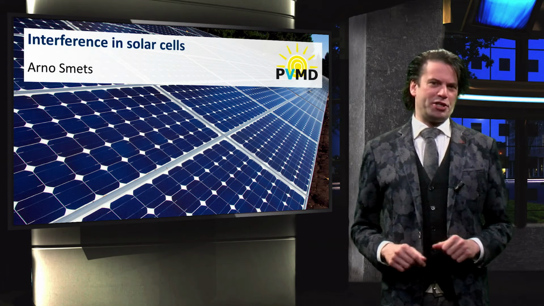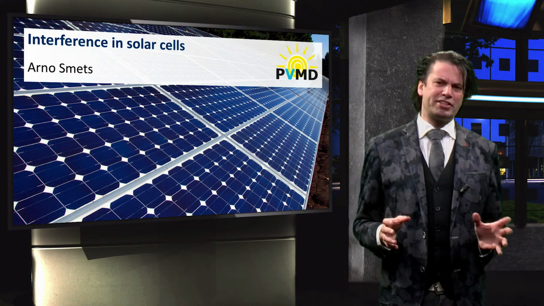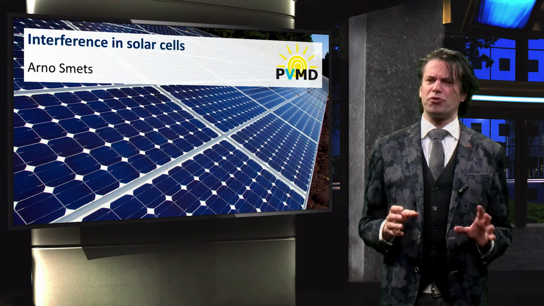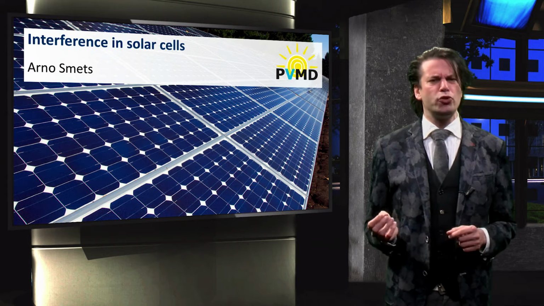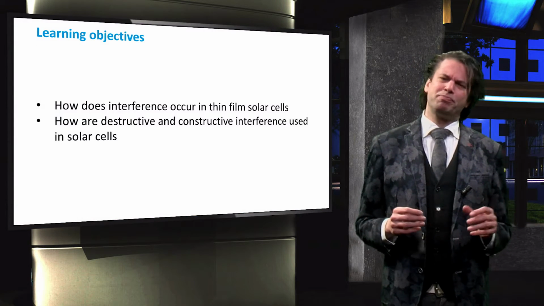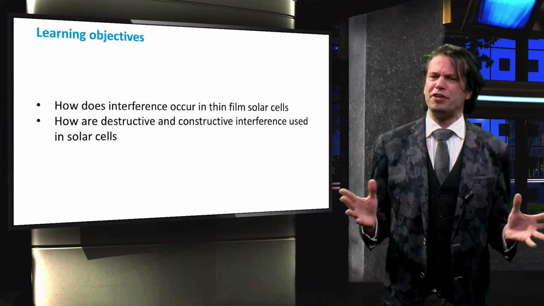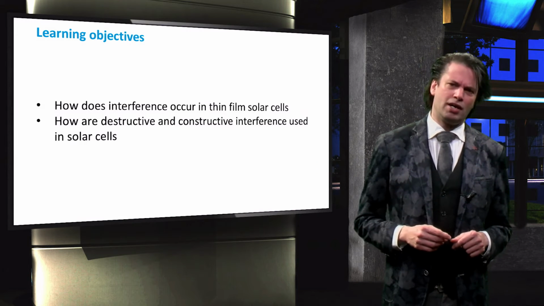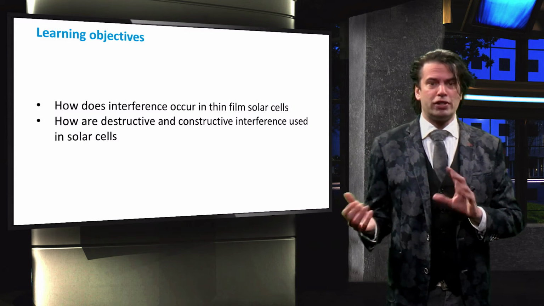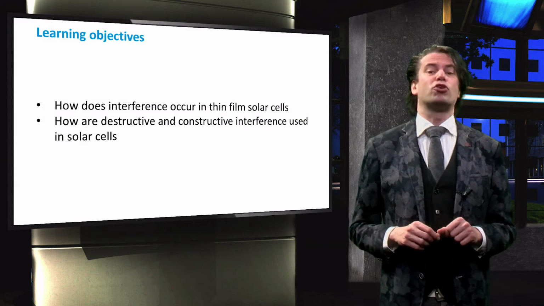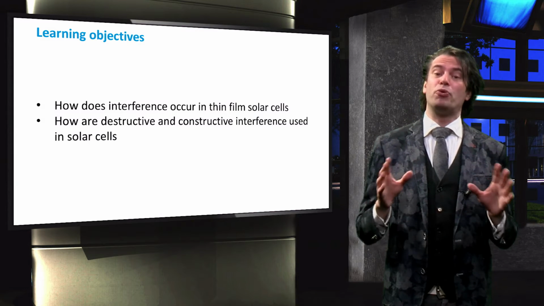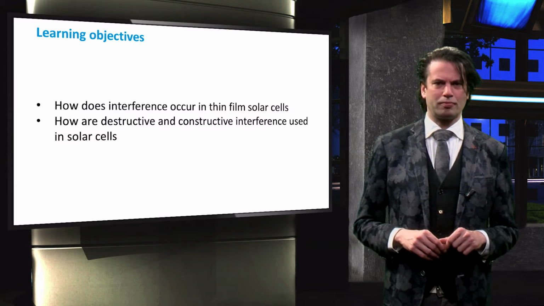In the previous video, we saw that electromagnetic waves interfere with each other. Two superimposed waves in phase will create an amplified wave, while two waves in antiphase will cancel each other out. But just how does wave interference occur in a solar cell? And more importantly, exactly how can destructive and constructive interference improve the performance of our solar cells? At the end of this video, we will be able to answer these questions.